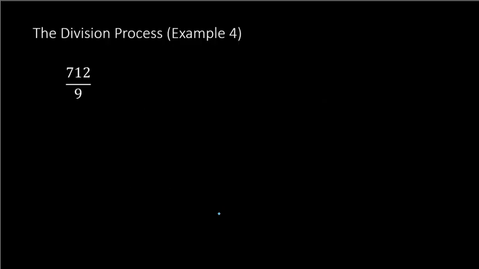Let's try one more example. Here we have 712 divided by 9. All right, so what you do is you put 712 inside, 9 on the outside, and then you can begin your process by dividing. Now here again, normally we would look at the 7 and see 7 divided by 9 is what, or in other words, how many times is 9 going to 7? But that's going to be 0 times. 9 is bigger than 7.